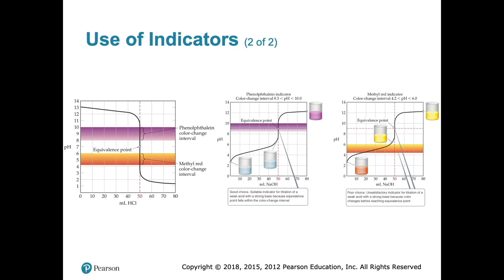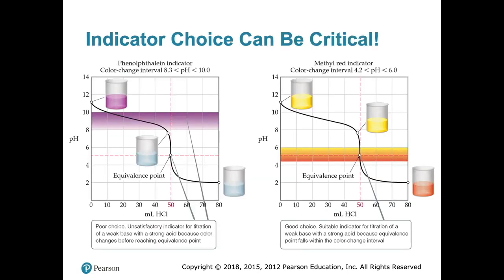So when doing a titration of a weak acid like acetic acid with a strong base, phenolphthalein is good, but methyl red is bad, right? Methyl red is bad.